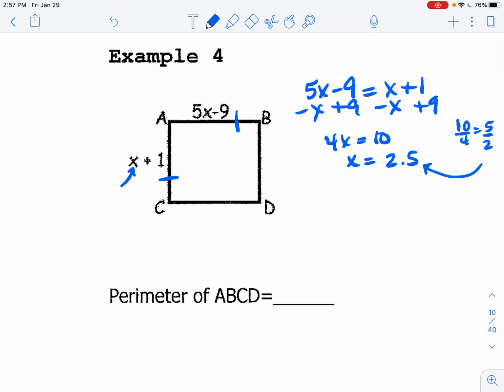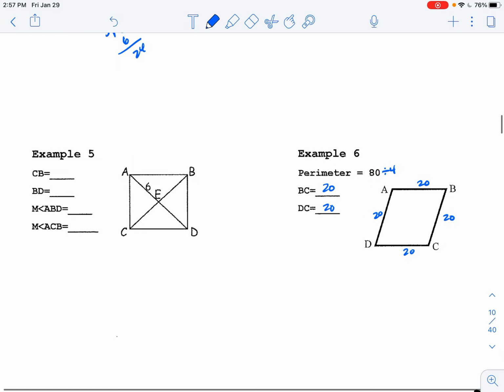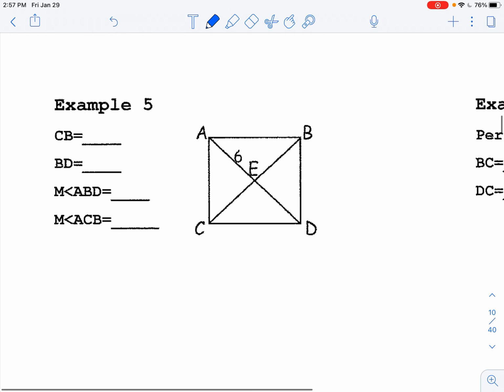I can plug it in right here, so 2.5 plus 1 is 3.5, and I just need to multiply that by 4 to get the total perimeter. So I know 3 times 4 is 12, and 4 times a half is 2, so 12 and 2 is 14. The perimeter of this square is 14.